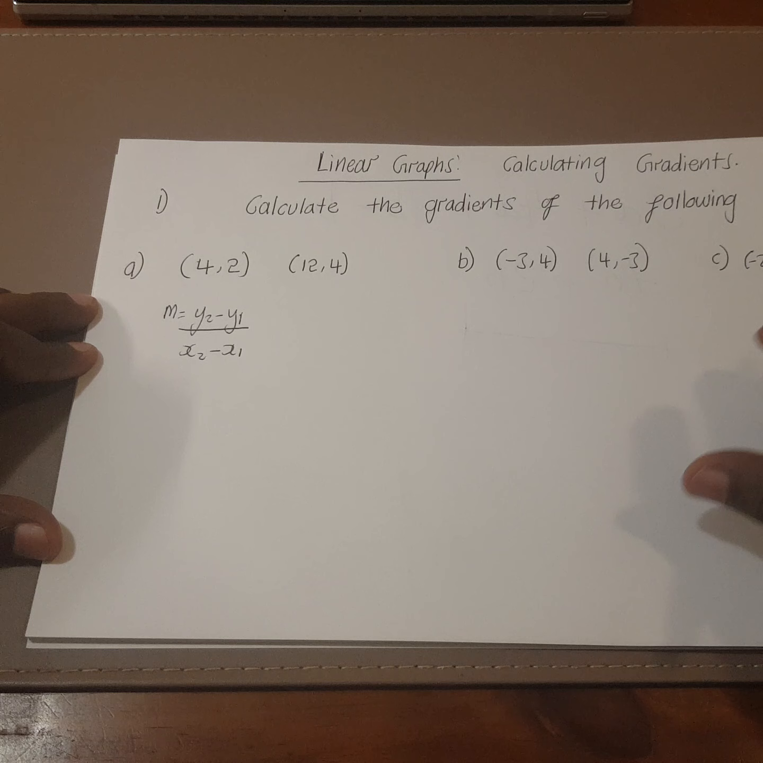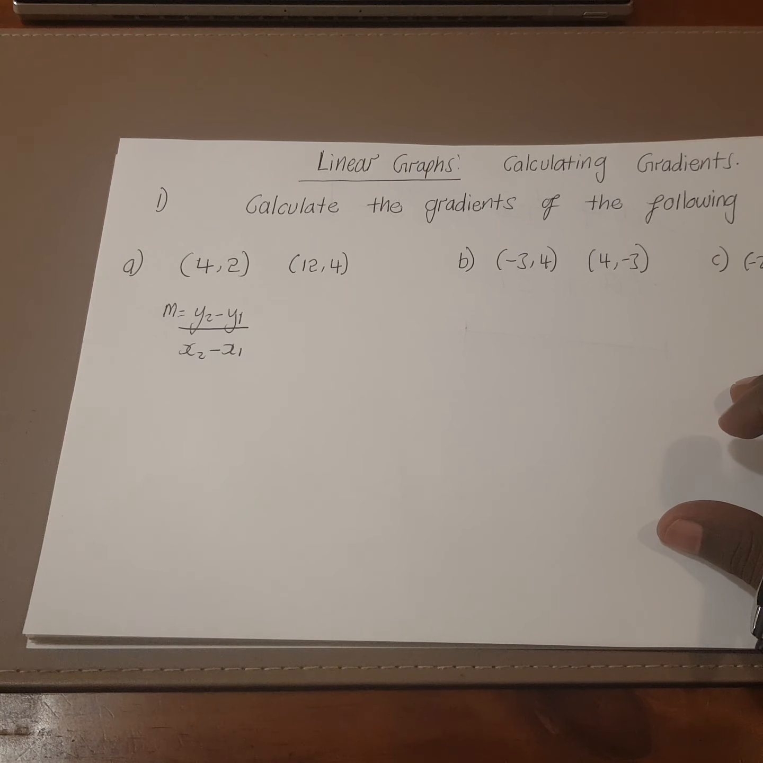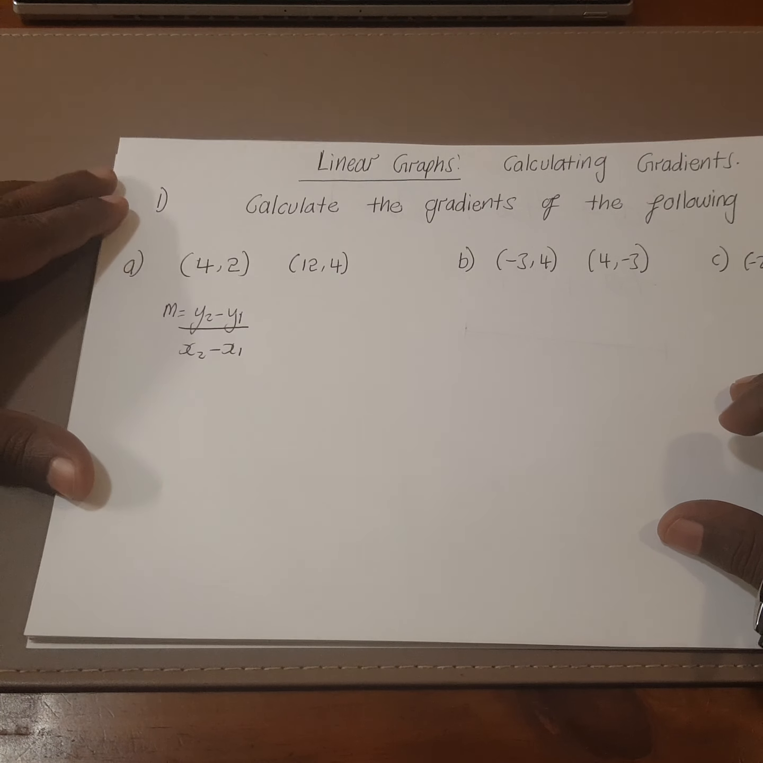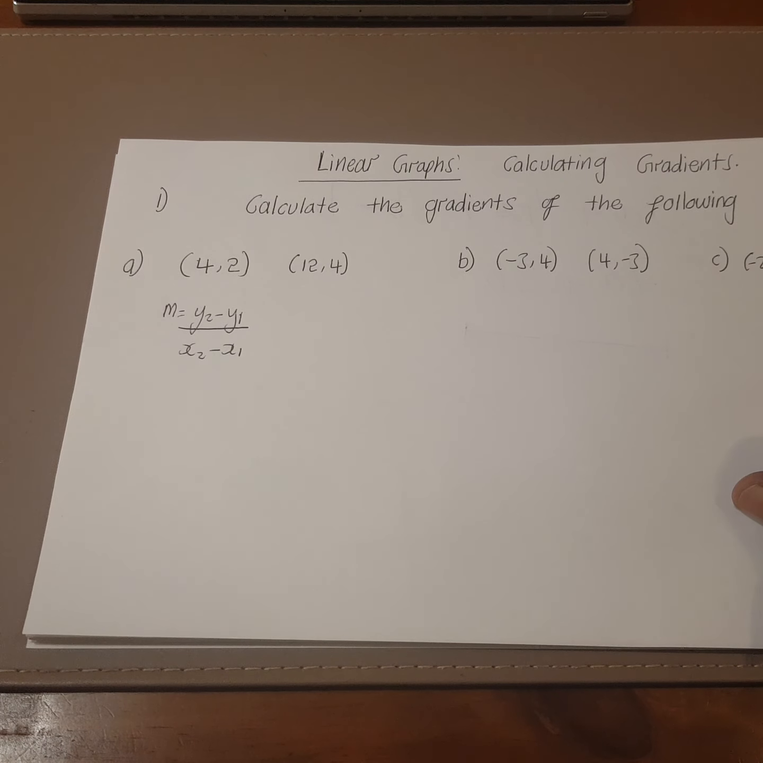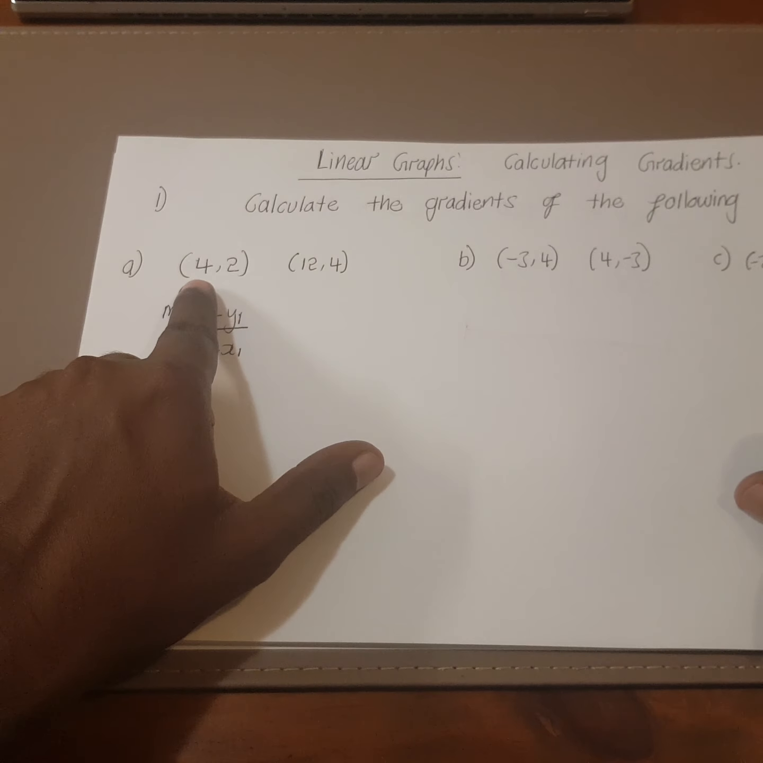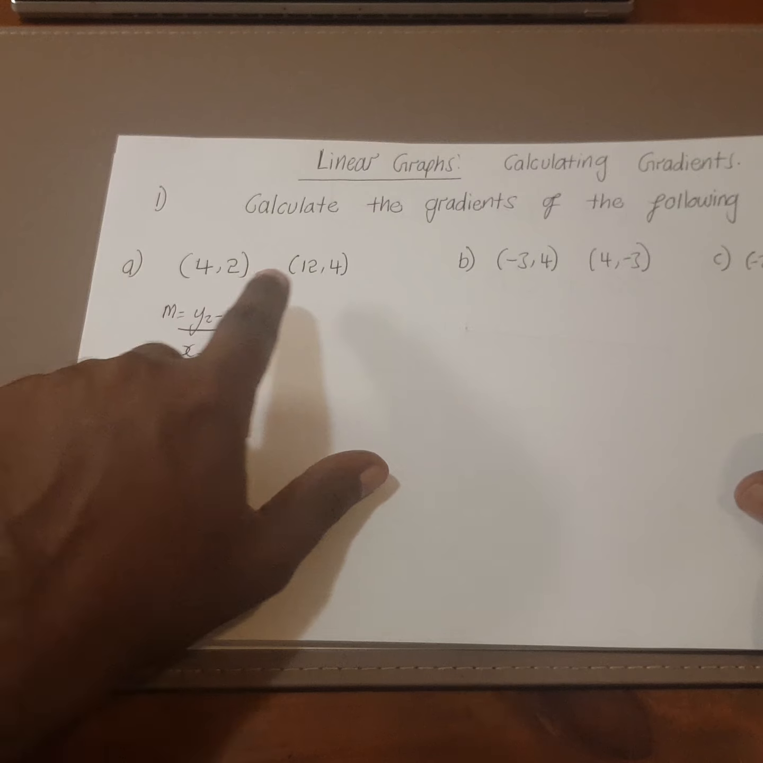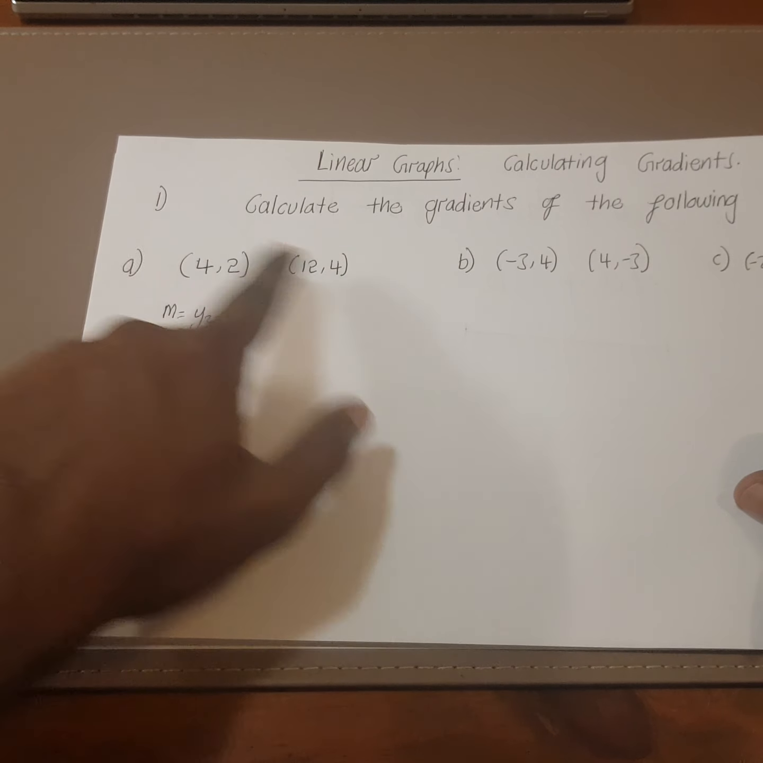So what do I mean by that? All right. So the letter m stands for gradient. All right. So when we've got two pairs of coordinates, the first thing I like to do is allocate the pair. So in other words, x1, y1, x2 and y2, you allocate them. All right. Now there's no hard and fast rule in determining which one you would want. You could put that as x1 and y1 and then x2 and y2 or the other way around.